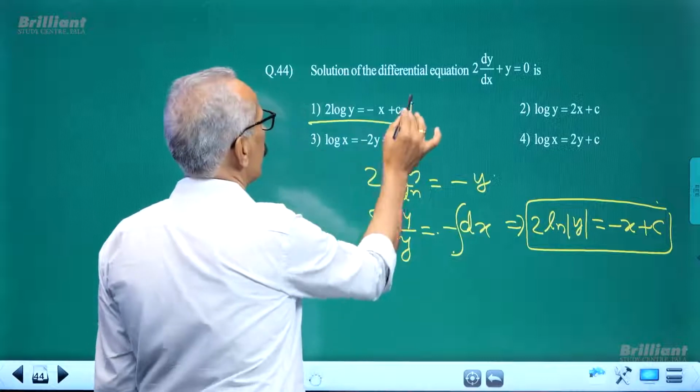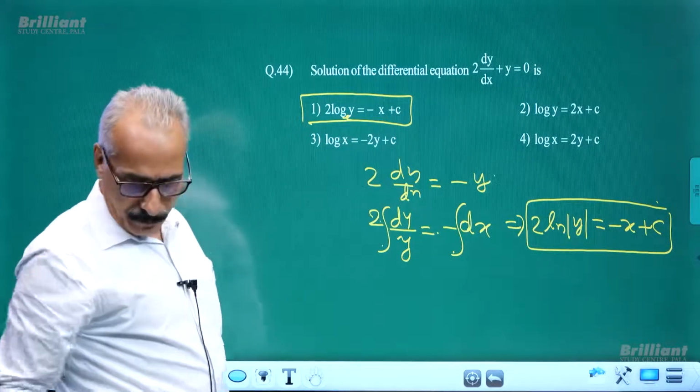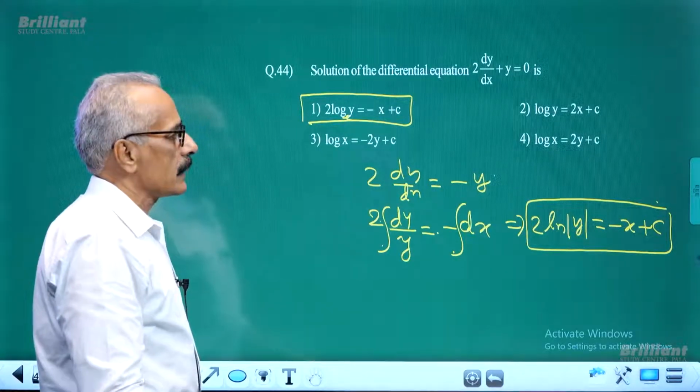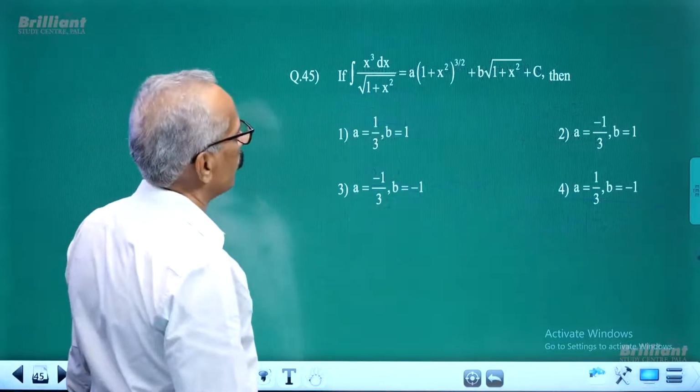So 1 is your answer. To the base e, 2 log y, this is question number 44, that is right. 2 log y equal to minus x plus c, correct answer. On to the next, 45.